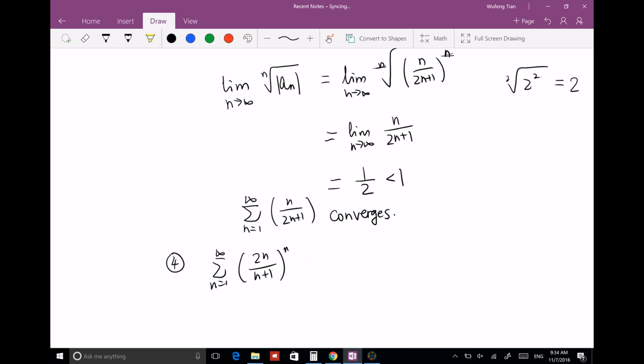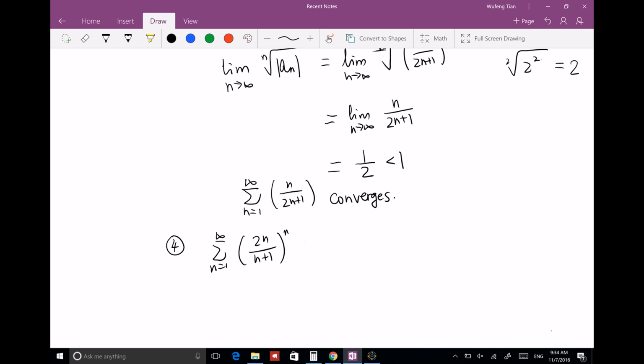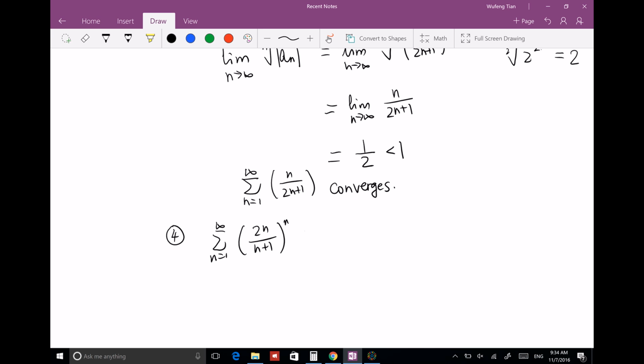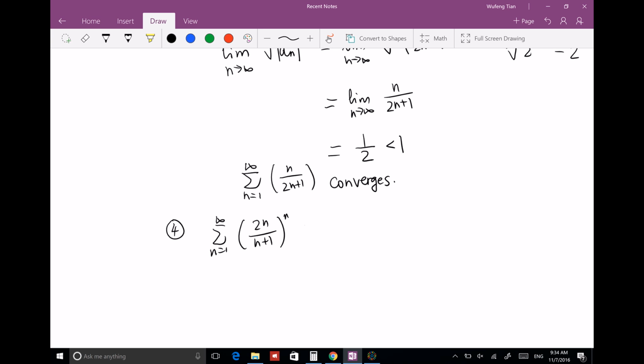Alright, so I will call a student here to help me with it. Okay, Bella, could you please help me with this one? Is that 2 to the n or 2n? Just 2n. Okay, so then it's the limit, and then the nth root, and then 2n over n plus 1 to the n. Then what happened? That goes to 2.